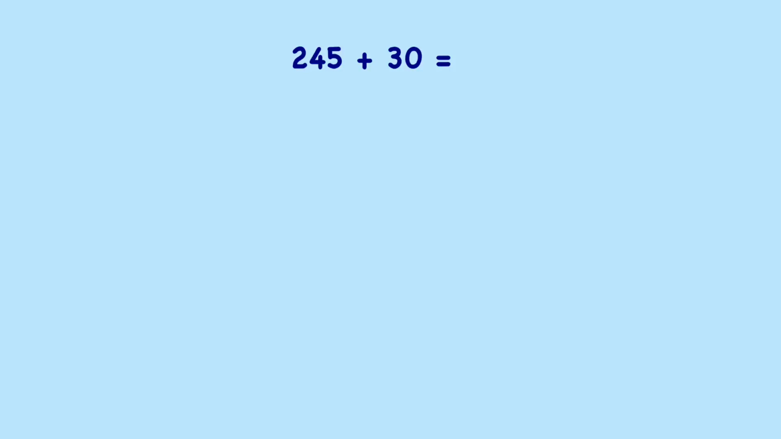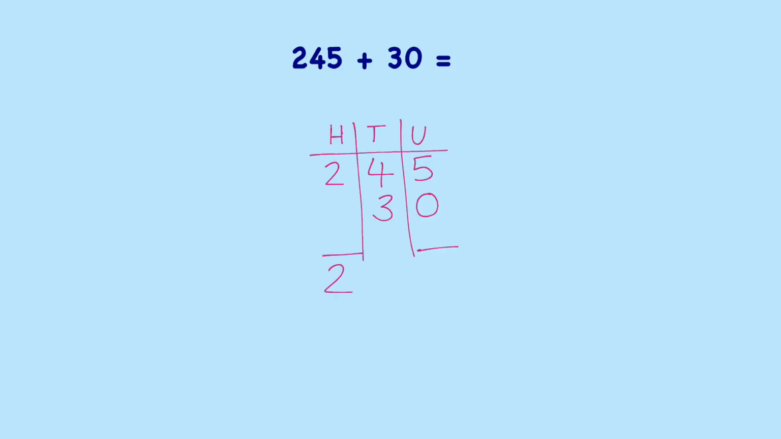What about if we used our understanding of place value to add digits together? So let's have a look at the question 245 plus 30. So first of all, let's draw ourselves a place value chart and write the number 245 and then also write the number 30. Now we can see here that the hundreds column is going to stay the same, there's nothing else in there, and the units column is going to stay the same because we've got 5 units and then we've just got 0 units.